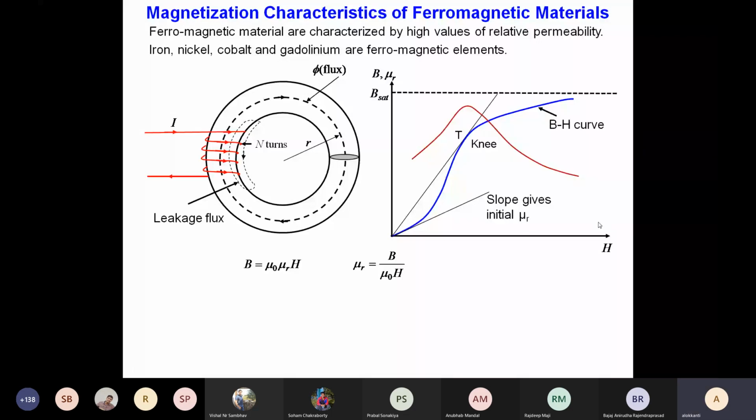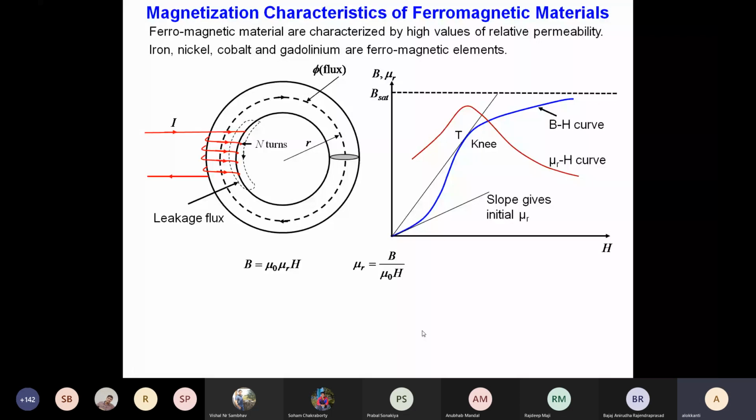It is gradually increasing. At a certain point it is maximum, and then it keeps on reducing because though H is increasing, B has saturated. So this is the mu r H curve. This is a property displayed by ferromagnetic materials. It has a saturating BH curve. It increases as H increases, but after a certain rise in B, it keeps on falling and then saturates. This is the characteristic of ferromagnetic material.